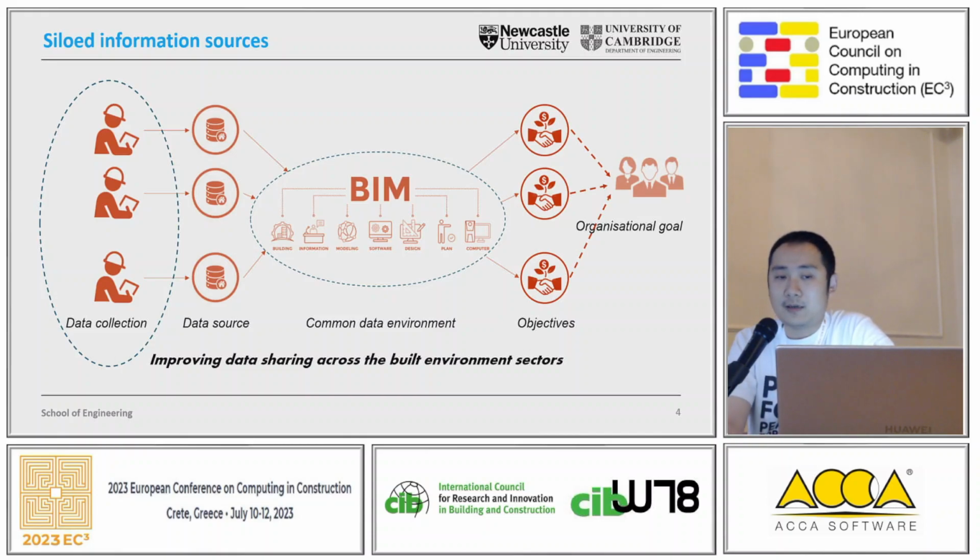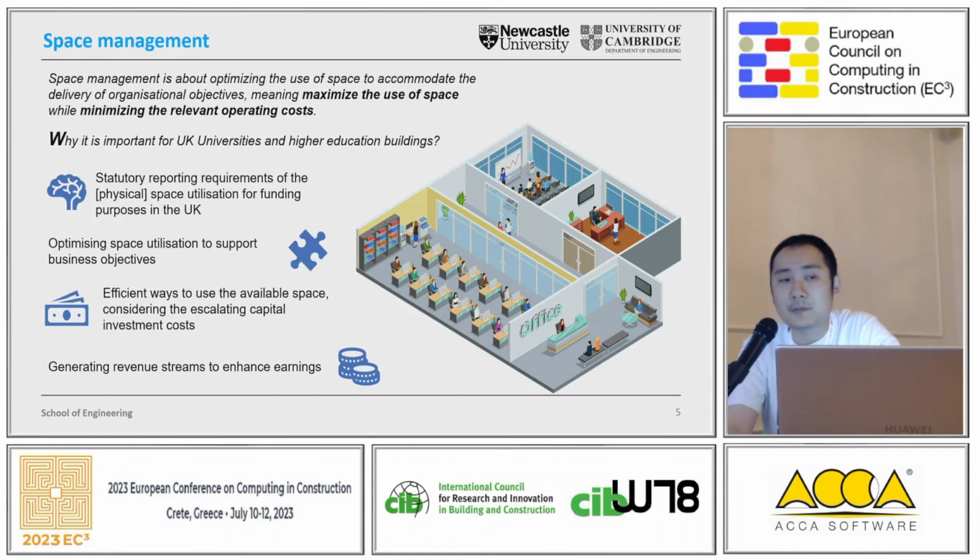To make it easier to understand, I will use space management as an example. Space management is about optimizing the use of space to accommodate the delivery of organizational objectives, to maximize the use of space while minimizing the relevant operating cost. Why is it important for UK universities? Because UK regulation says that the university must hand over statutory reporting to HESA to reflect their space usage condition to get funding for their teaching and research. Also, building another building might be even more expensive, so it is a better strategy and practice to make best use of the existing spaces.